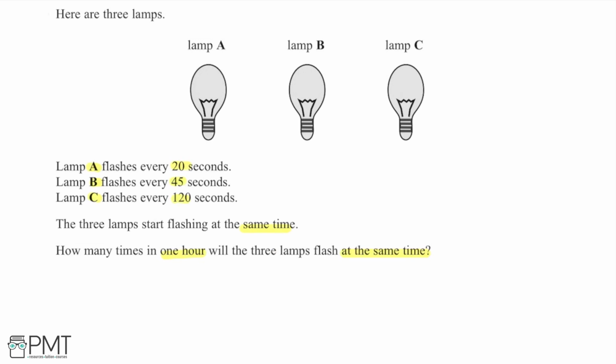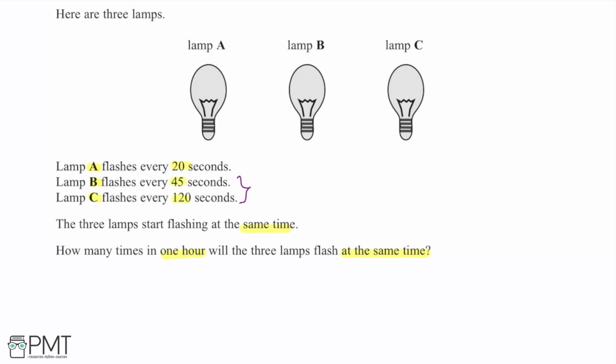Now, something here that is initially quite apparent to me is that we have lamp A and lamp C. Now, if lamp C flashes every 120 seconds, every time lamp C flashes, lamp A is also going to flash. Because lamp A flashes every 20 seconds, 120 is a multiple of 20. So if lamp A is flashing every 20 seconds, it's going to flash at 120 seconds, at 240 seconds, etc. So whenever lamp C flashes, lamp A also flashes. So really here, we just need to look at the relationship between lamp B and C. So when are these two going to flash at the same time?